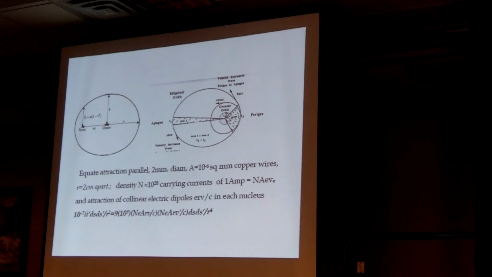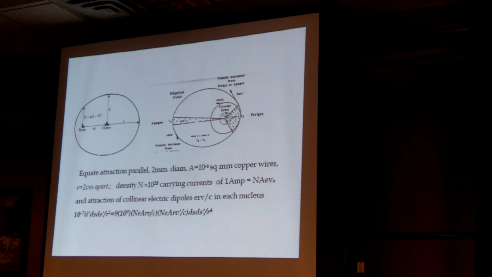Okay, now we can equate the attraction of 2 millimeter diameter, 10 to the minus 6 square meter copper wires, 2 centimeters apart, with a density of 10 to the 28, carrying currents of 1 amp, which is equal to 10 to the 28 times 10 to the minus 6 times 10 to the minus 19 times V_E, which we don't know yet. And this will produce an attraction of collinear electric dipoles, e r v over c. So we multiply r times v over c and we get an electric dipole. Now, why do we do that? Well, when you have two wires with collinear electric dipoles near each other, the transverse electric dipole field will interfere with the production of the electric dipole field in the other wire.